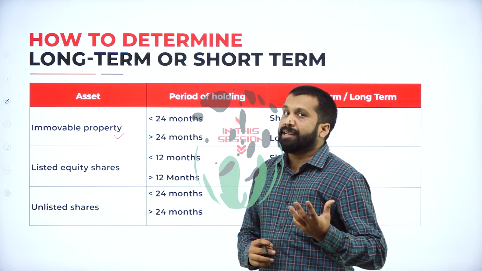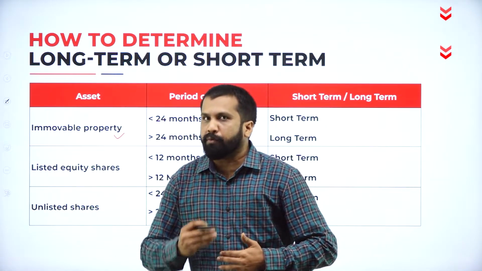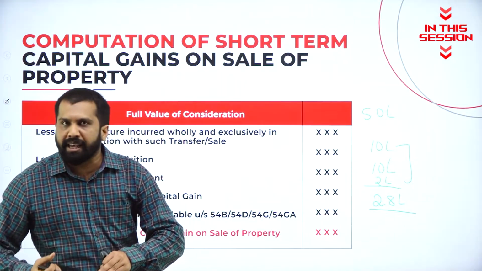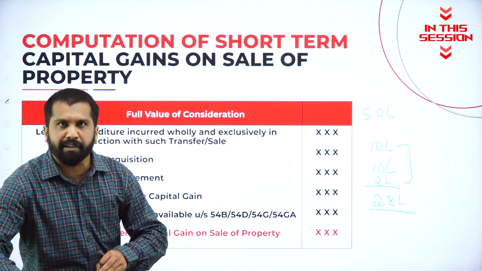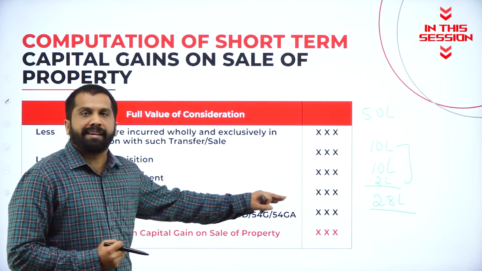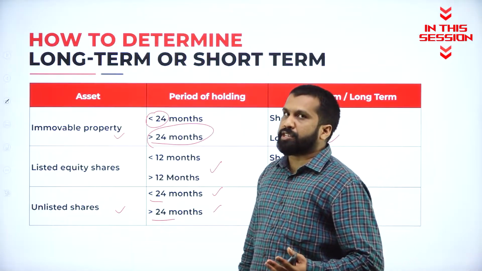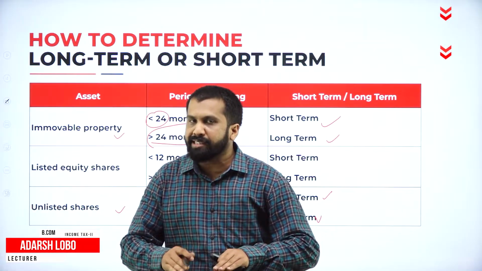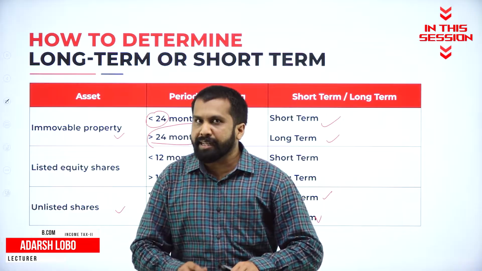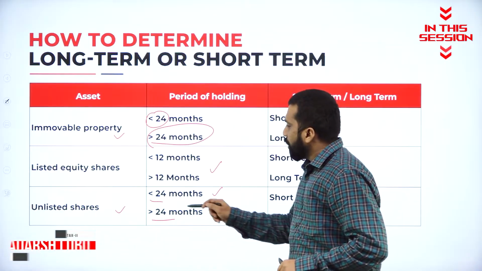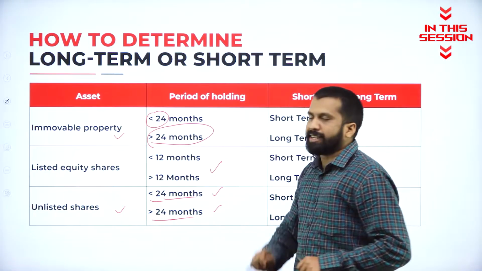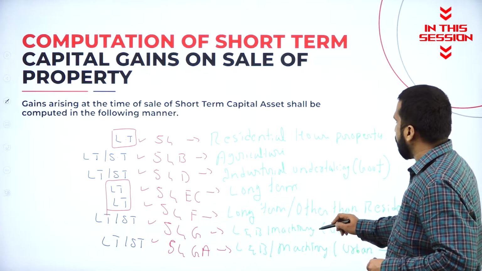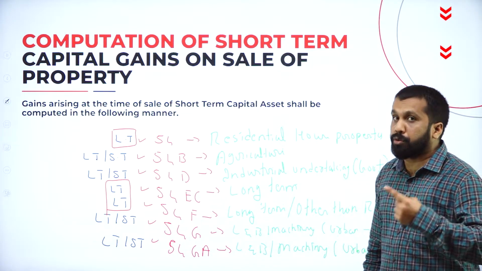Immovable means any property which cannot be moved from one place to another place. For short term, whatever gain you got, again if you invest, then you can claim exemption. Unlisted shares means the buyers and sellers will be less, the movement will be less, the fluctuations will be less. That's why it will come under 24 months category. 54G for long term, machinery, urban to rural.